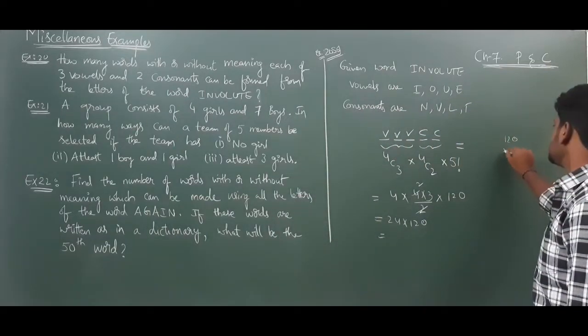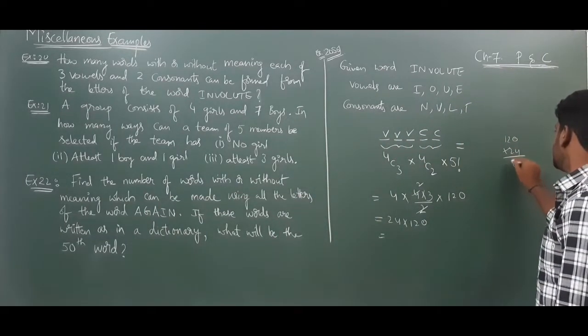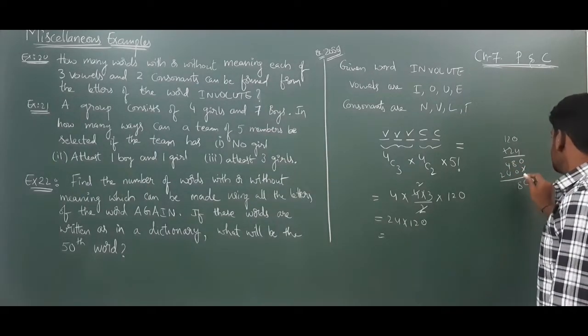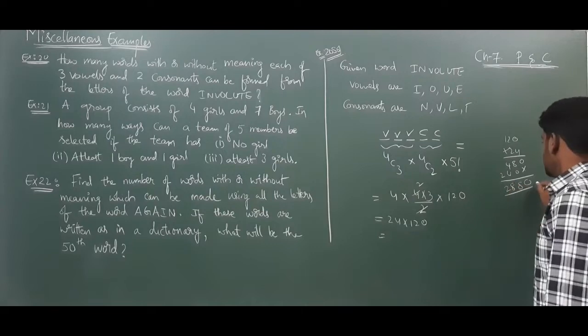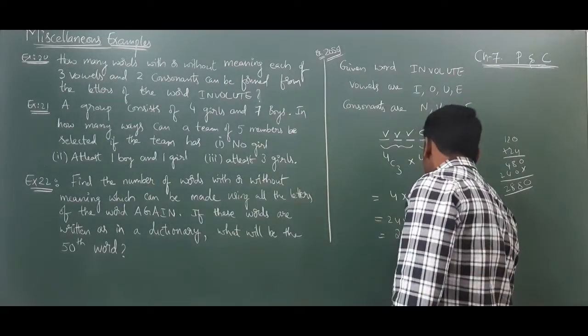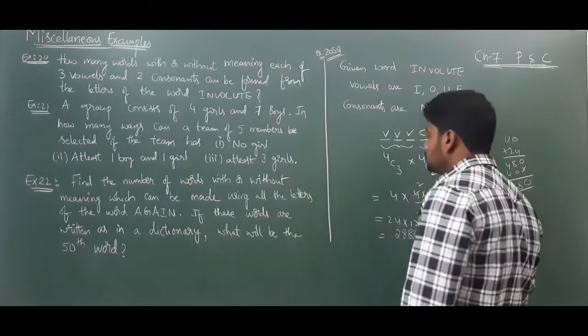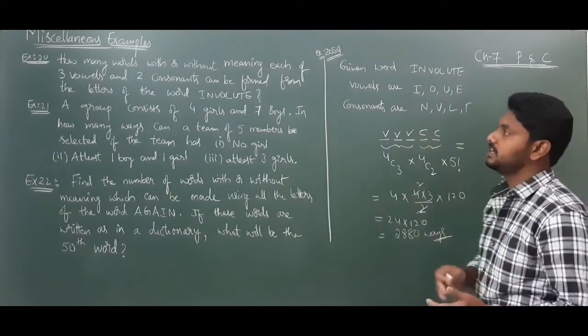So if we simplify this, 120 into 24, 0, 8, 4, 0, 4 and 2. So it will be 0, 8, 8, 8 and 2. So totally it will be 2880 number of ways. 2880 number of ways we can arrange.